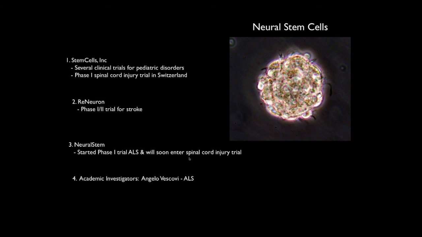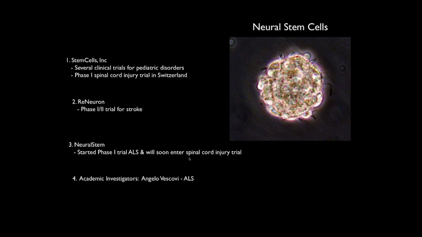has completed a couple phase 1 trials for pediatric disorders implanting neural stem cells. They're in a phase 1 trial for spinal cord injury in Switzerland. A company in Europe, in England, Reneuron, is in a phase 1/2 trial for stroke. And a company on the east coast of the U.S., Neuralstem, has started a phase 1 trial for ALS and will soon be entering a spinal cord injury trial as well.